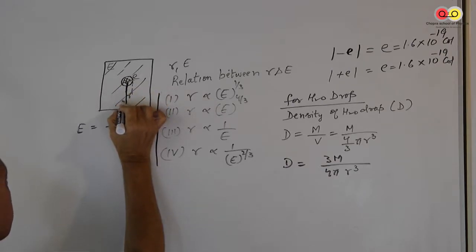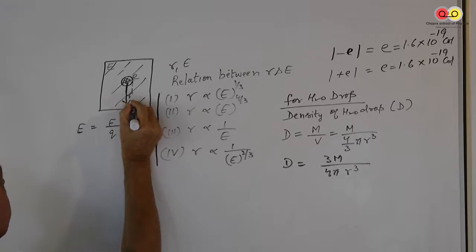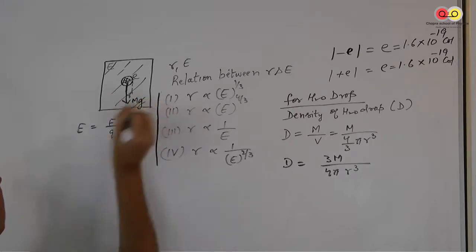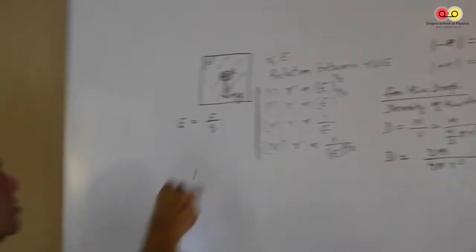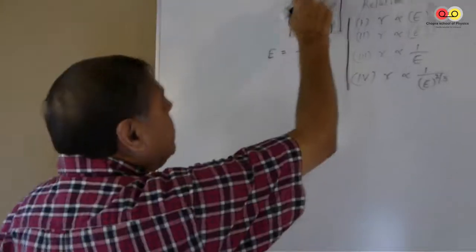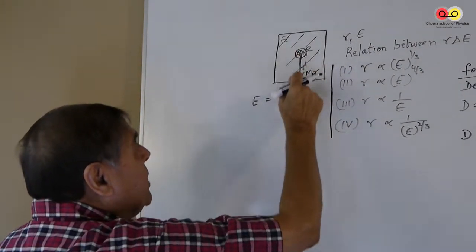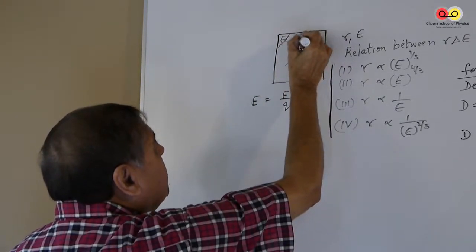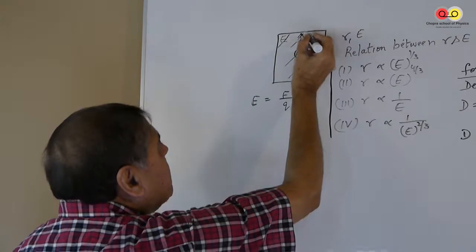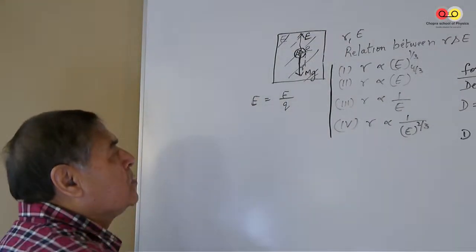Downward force on this drop will be mg. That is, the drop is attracted towards the earth, and that is called its weight. So what is the weight of the drop? mg. But the drop is neither coming down nor going up. It means it is balanced by the electric field.